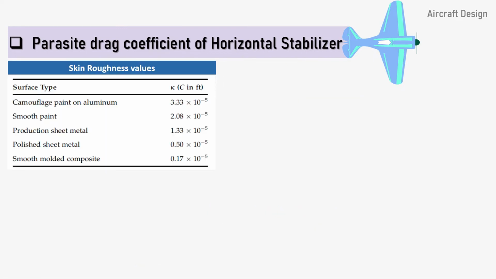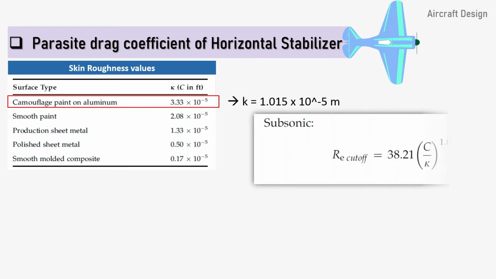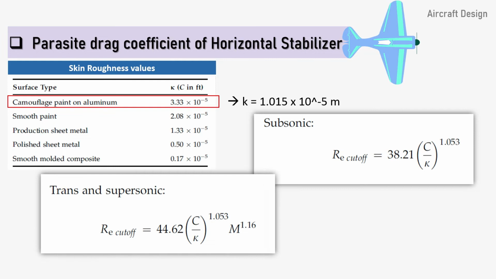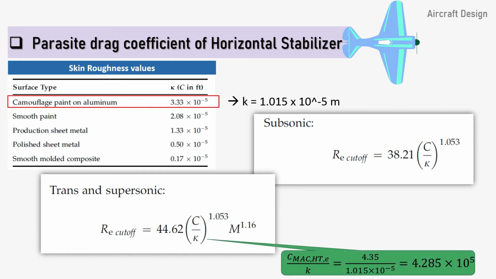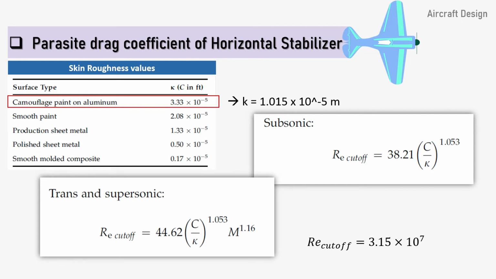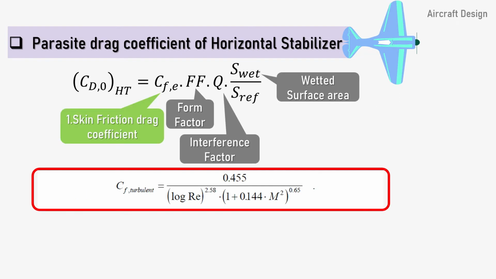Considering the skin roughness due to paint is about 1.015 into 10 power minus 5 meter. From here we need to find the cutoff Reynolds number, then substitute back to this same formula. Remember this point, this is for the condition of turbulent flow: the mean aerodynamic chord of the horizontal tail by this skin roughness factor. So I will get the cutoff Reynolds number about 3.15 into 10 power 7. Now again you need to substitute back in this skin friction coefficient formula.